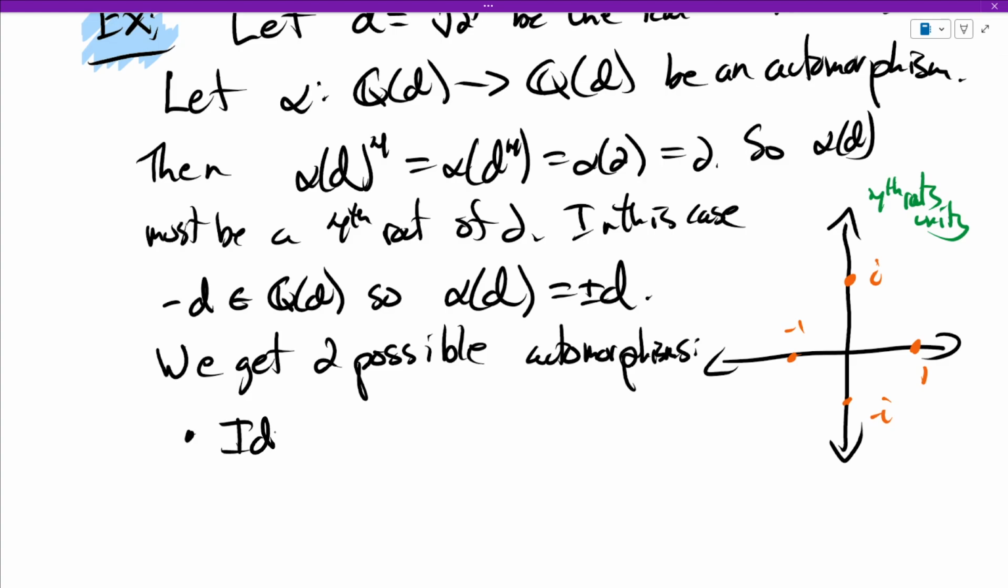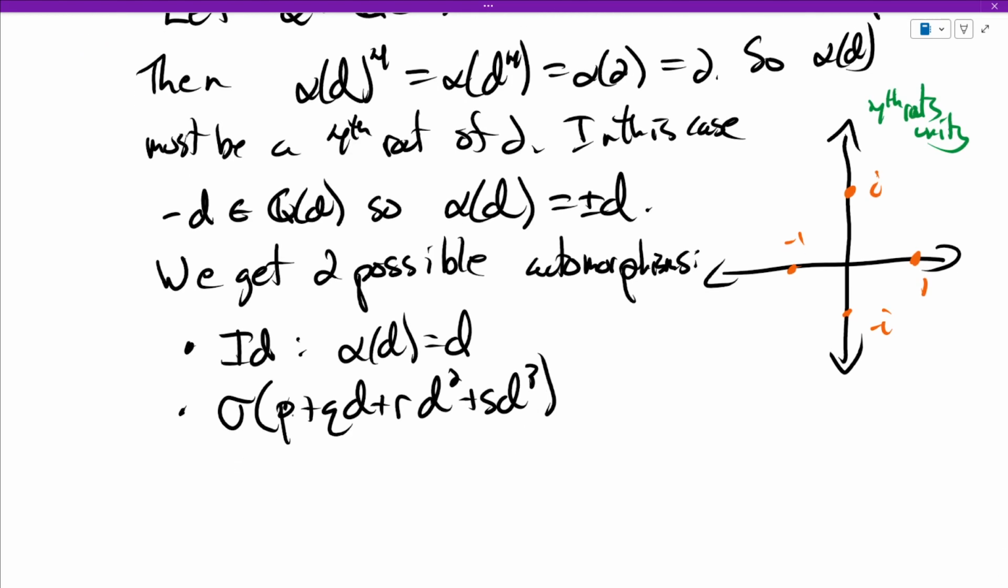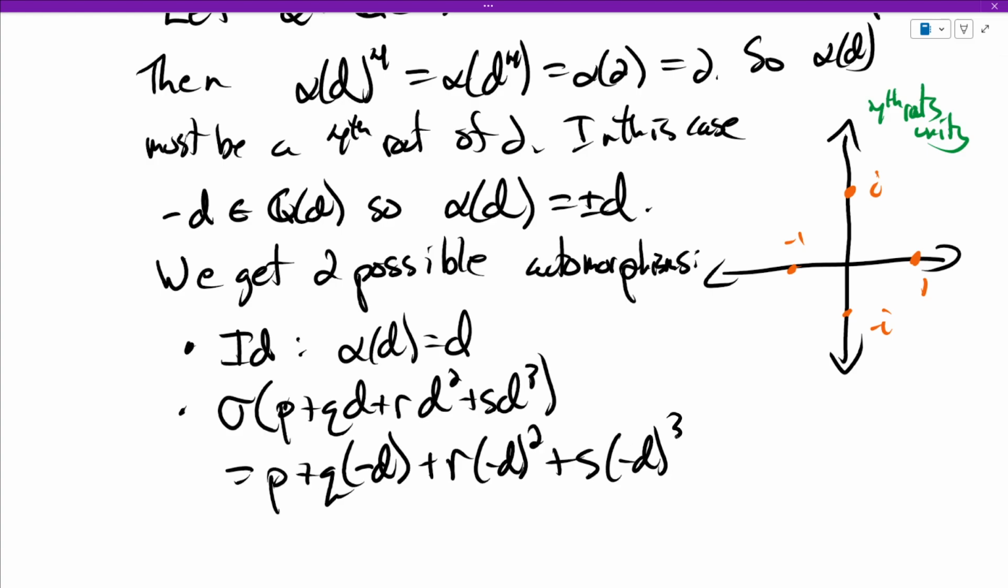The first one is the identity, which arises by alpha of D equals D. And the other one I'll call sigma. Sigma of, let's see, we have to go to P plus QD plus RD squared plus SD cubed, right? We have to go all the way up to the cube of the fourth root of 2. It is going to arise by sending D to negative D. So it's going to fix P and it's going to fix Q, but it's going to send D to negative D. It's going to fix R, then it's going to send D to negative D. It's going to fix S, and then it's going to send D to negative D. So we get P minus QD plus RD squared minus SD cubed.